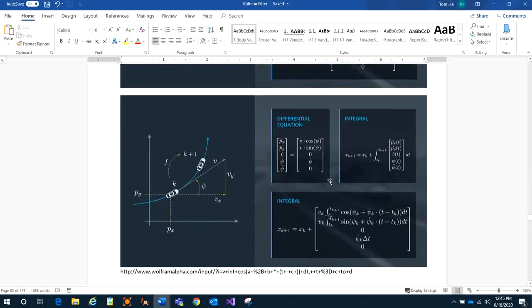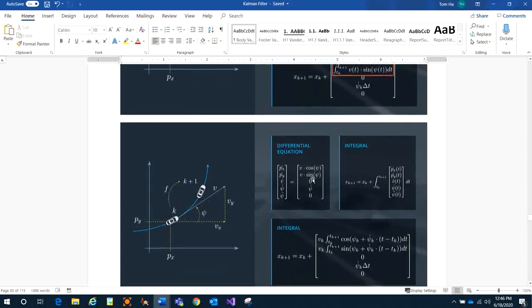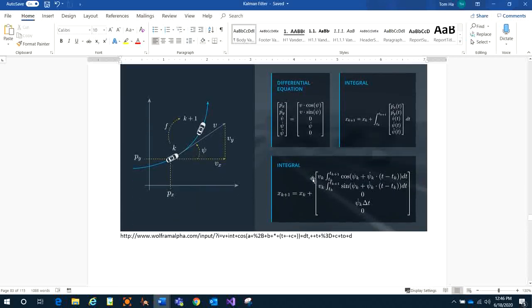Now let's try to find this integral, from time t_k to t_k plus 1 of V times sine psi dt. To solve this integral, we already know the velocity is constant, so we put it outside and solve the integral. It's really hard, right? But anyway, you can go to this link, the website, and see how they solve this integral to get the result for the two rows.